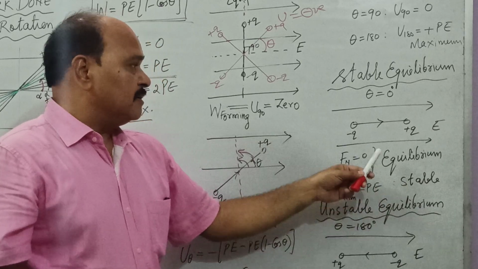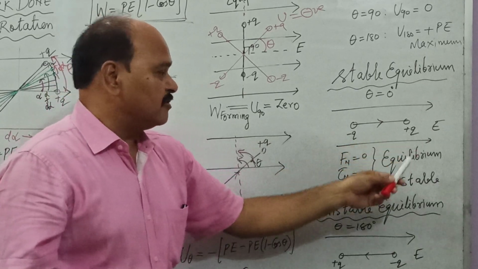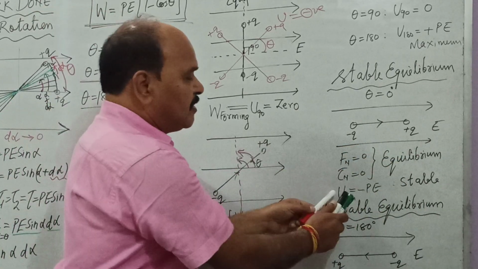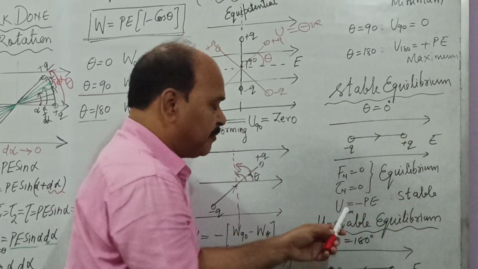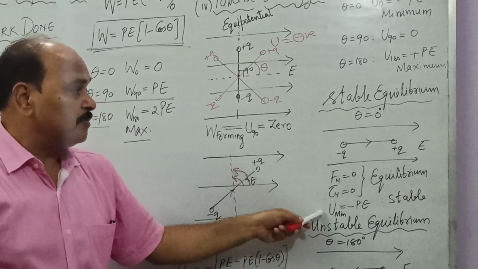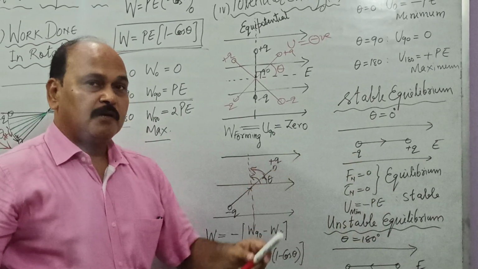And when we find out the potential energy when theta is equal to 0, the potential energy comes out to be what? Minus PE. We have already seen it, minus PE. This is minimum. And because the potential energy is minimum, this equilibrium is stable.